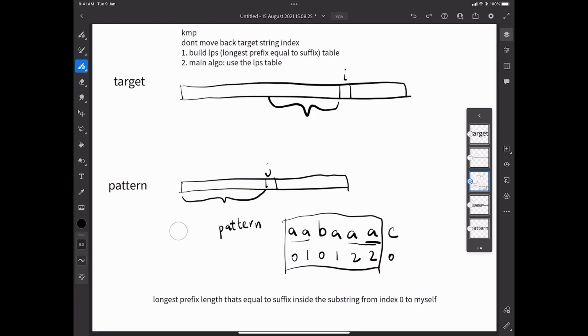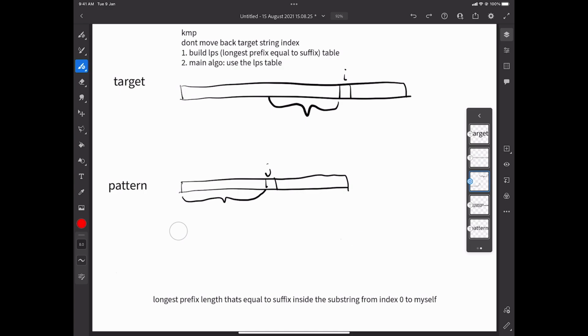Now you may be wondering, why does this LPS table matter? Why does it make it such that we don't have to move back the target string index? It doesn't give us any intuition, right? I gotcha. That's why I'm not going to tell you how to build this LPS table right now. Instead, we're going to jump straight to the second step. Let's pretend that we already know how to build this LPS table and see how the main algorithm works.